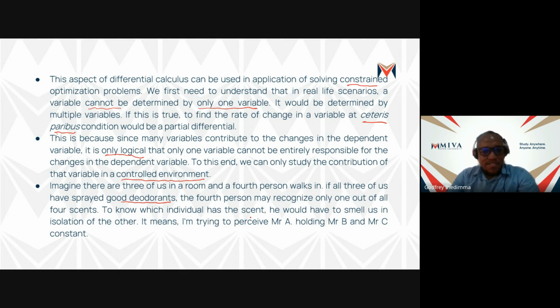But if he observes each individual independently, in isolation, on the ceteris paribus condition, he may be able to find out which particular person is making that contribution. That is what partial differential is all about. We know that every variable is making a contribution, but we want to know the extent of contribution each variable makes. And for us to do that, we need to assume that every other variable is a constant. Every other variable does not make a change.